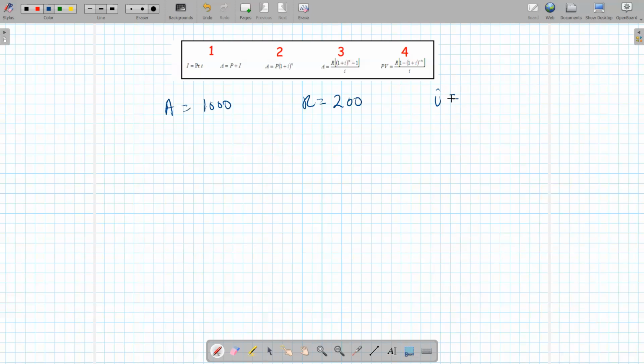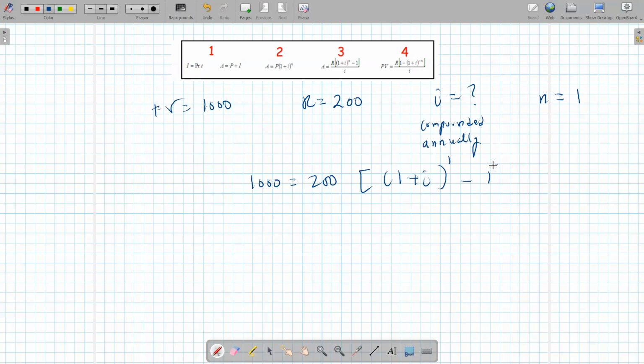I is missing, but it's compounded annually, and N is 1. This is the future value. How do we find I? So we have 1,000 equals 200 times 1 plus I, we don't know what I is, but we know it's being compounded annually, 1 plus I to the power of 1, minus 1, all over I. How do we solve this equation for I?